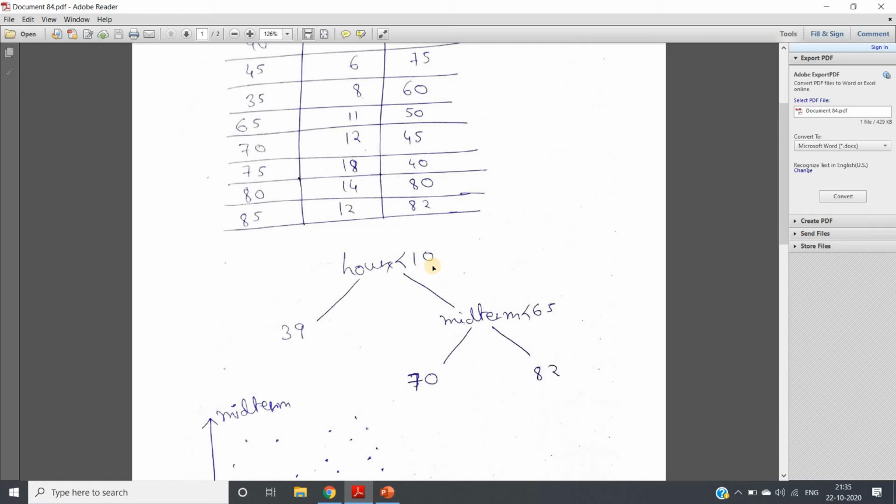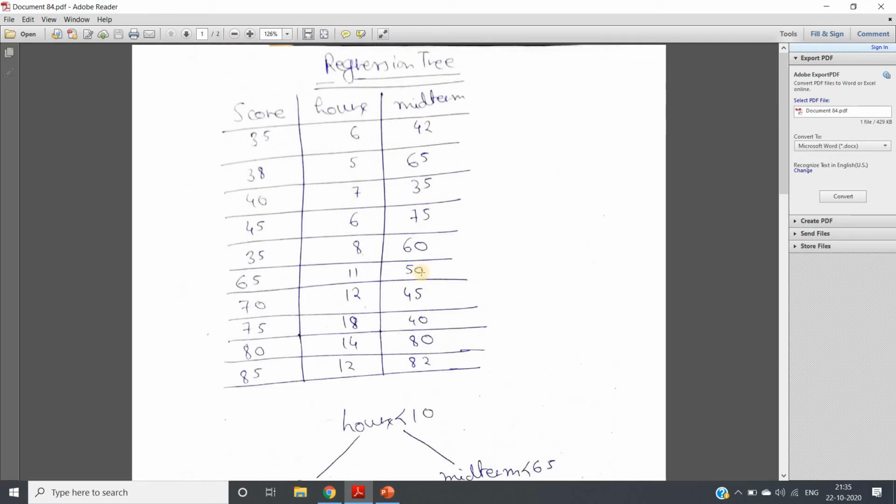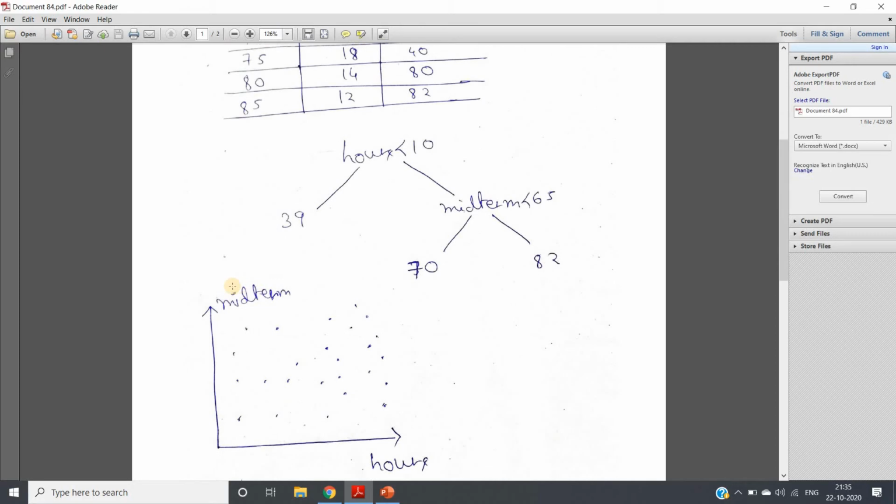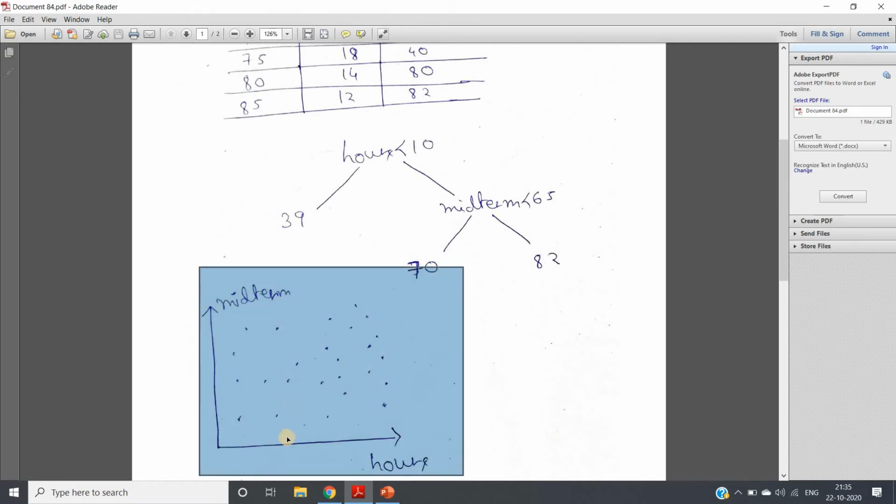Okay, so in a simple scenario I have taken here a small feature space. Okay, only having two input features and one output which we have to predict. So basically we can consider this as a two-dimensional scenario where one axis is hours, another axis is midterm, and all these data points are the ones we already have for training our model.